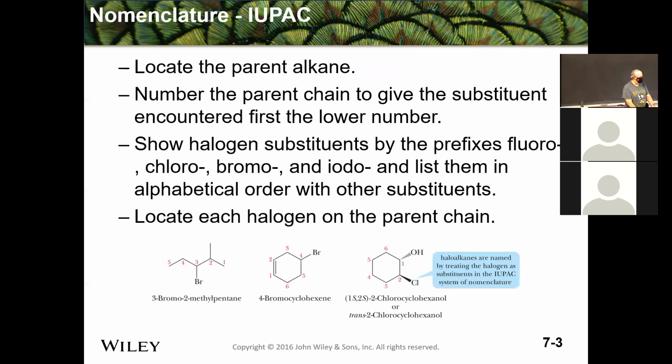Okay, haloalkanes or alkyl halides. A lot of the naming rules will still apply. In fact, just about all of them. We locate the parent alkane. We'll number the parent chain to give the substituent encountered first the lower number. And we'll show halogen substituents by these prefixes. And we'll list them in alphabetical order with other substituents.